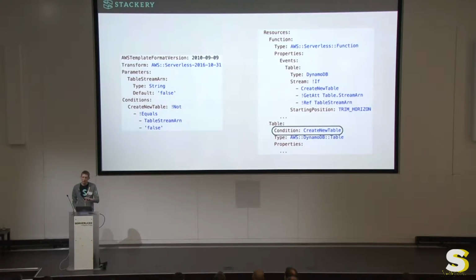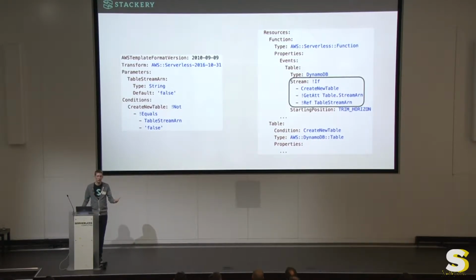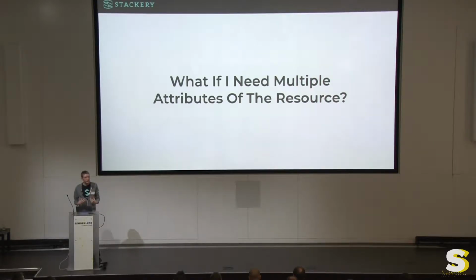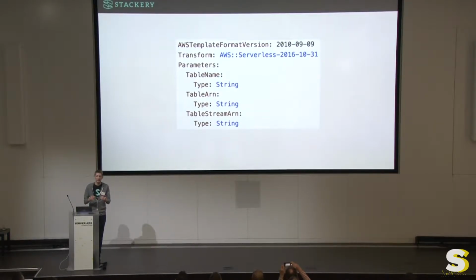When we go into our resources, now we only want to create that table if nothing was passed in as an identifier for that DynamoDB table stream ARN. And lastly, we need to have a conditional that flips between, are we going to use an existing table that was passed in or are we going to use a stream from the table we've created here? But what if I need multiple attributes of this table? I could go and parameterize this and specify all of them, but it would get quite tedious and error-prone.